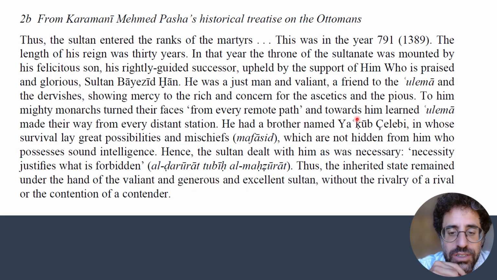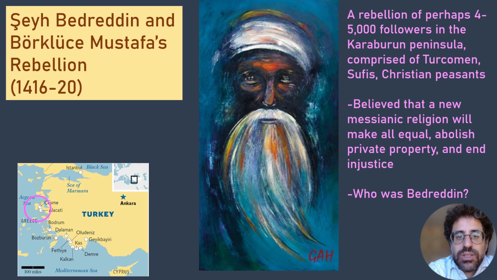Thus the inherited state remained under the hand of a valiant and generous and excellent sultan, without the rivalry of a rival or the contention of a contender. Now think about this particular form of succession in the Ottoman case, where not only was it a form of tanistry, but they also eliminated the other brothers. We can also see the Ottoman Civil War, in which 5 brothers fought each other, so the 3 that weren't captured, and then the 2 that were captured, that were eventually released back into Anatolia to start more war.